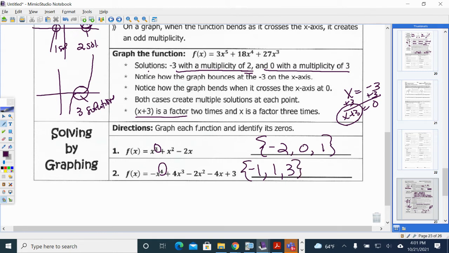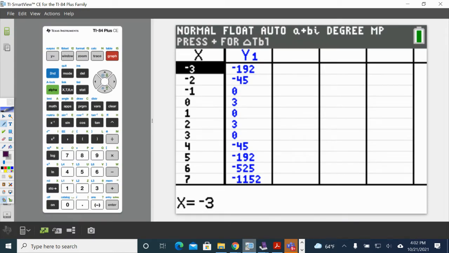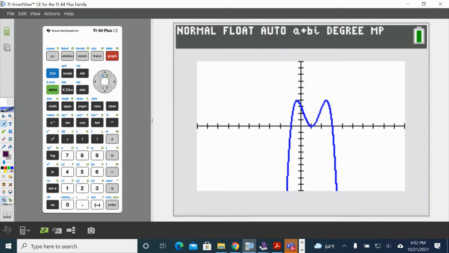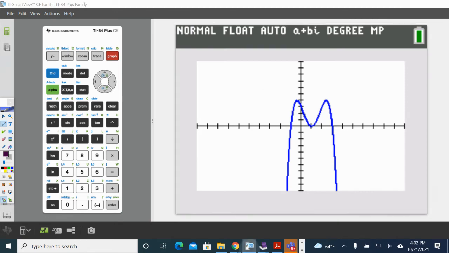Now, I just said I was looking for 4 solutions. I only have 3. What does that mean? Well, what that means is looking at the graph, this one right here bounced off of the x-axis. So the 1 has a multiplicity of 2.